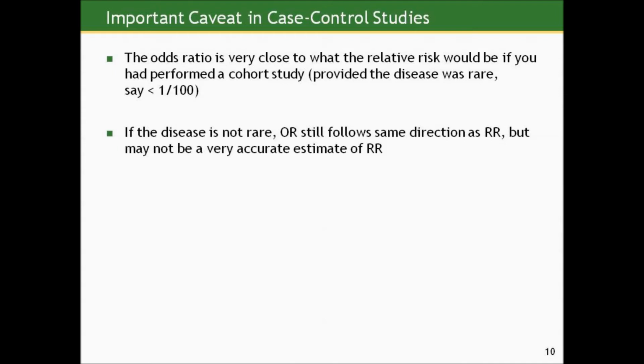And if for some reason we do do a case control study where the outcome is not rare in the population at large, the odds ratio still follows the same direction and will still have the same statistical significance or not as the relative risk, but may not very accurately estimate the relative risk. But it won't betray it in terms of the direction of association.